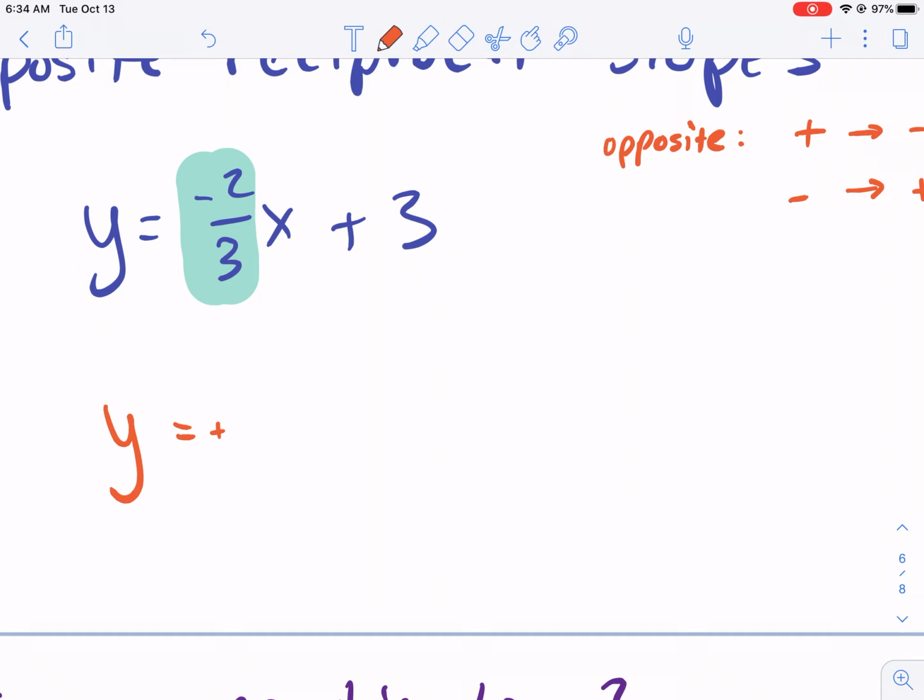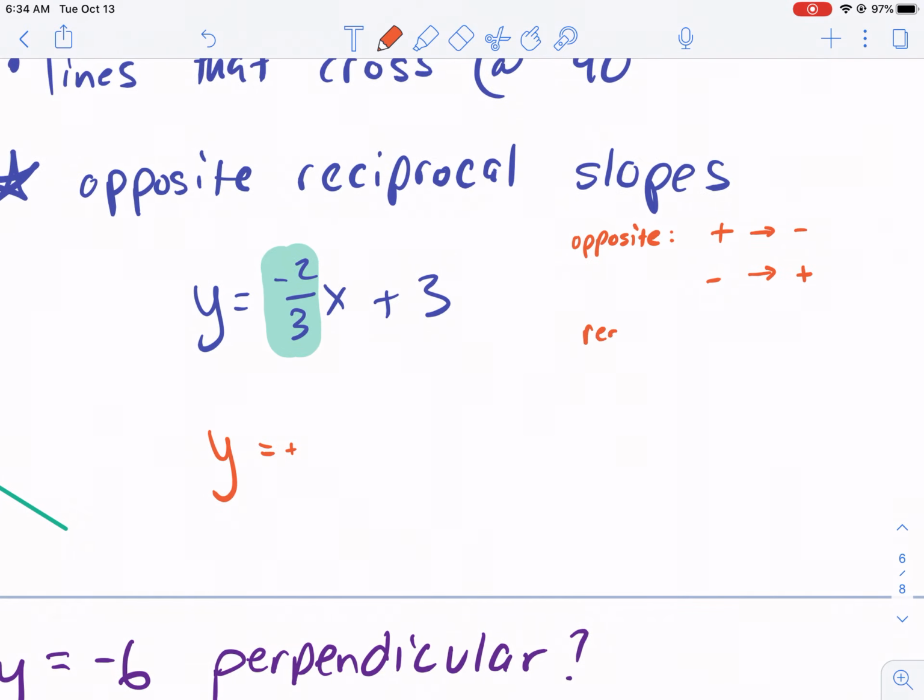You don't really have to make the plus sign, but I just wanted to show that. Now, reciprocal means that we're going to take whatever numbers, I'm just going to use A and B. So if we have A over B, the reciprocal is going to be B over A. So we just flip the numerator and the denominator.